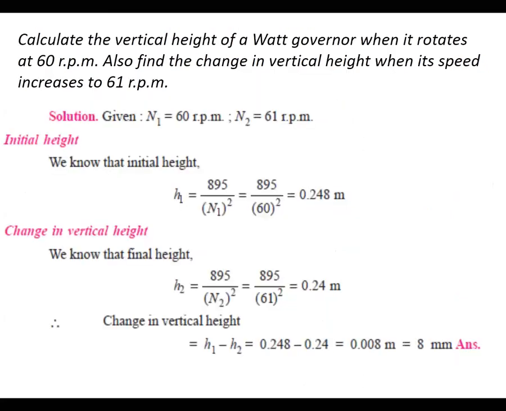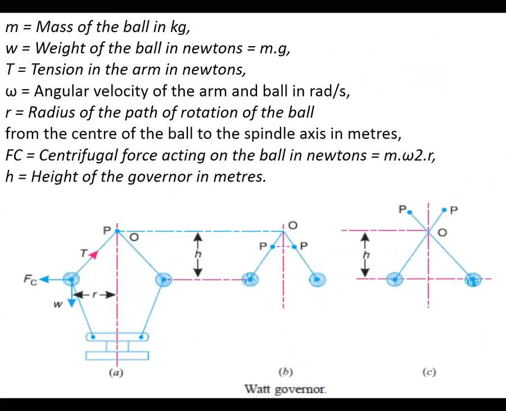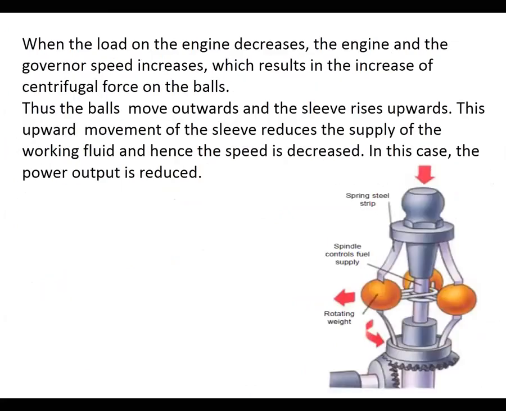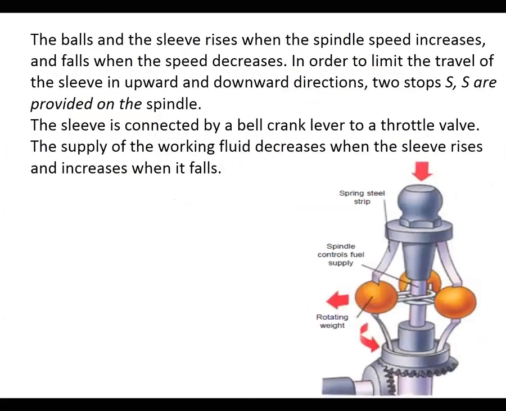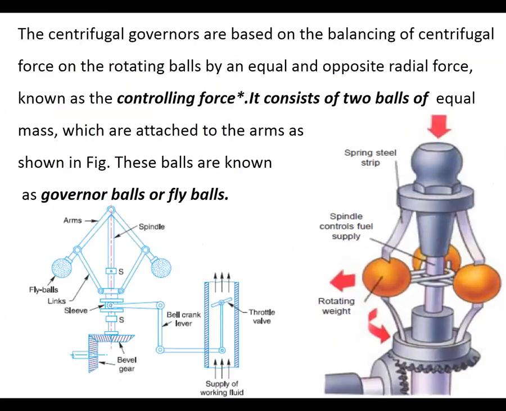So, and also I'm running out of time. So tomorrow I'll continue with the Porter governor, right? So the watt governor is completed. Governor, this is the governor working principle. So this you have to remember every time. Always you have to remember this: the arms, links, spindle, sleeve, throttle valve. Once you remember all those things, then you can write by your own, right? So this is the one.